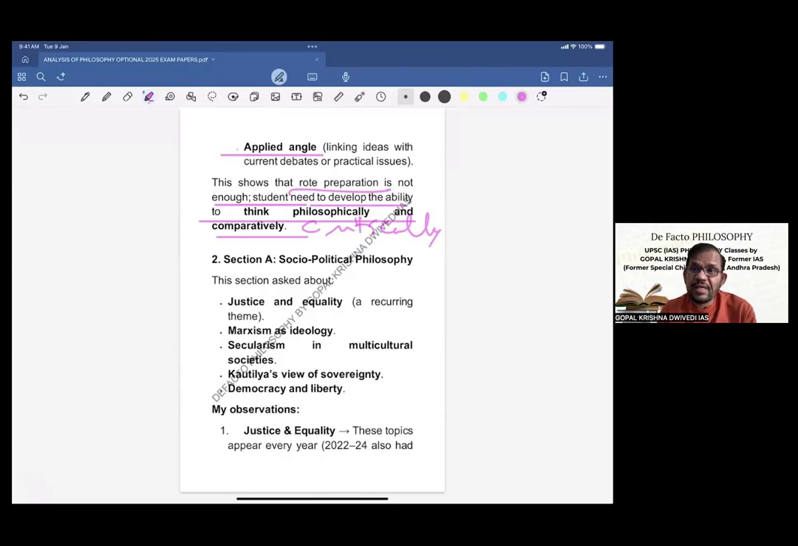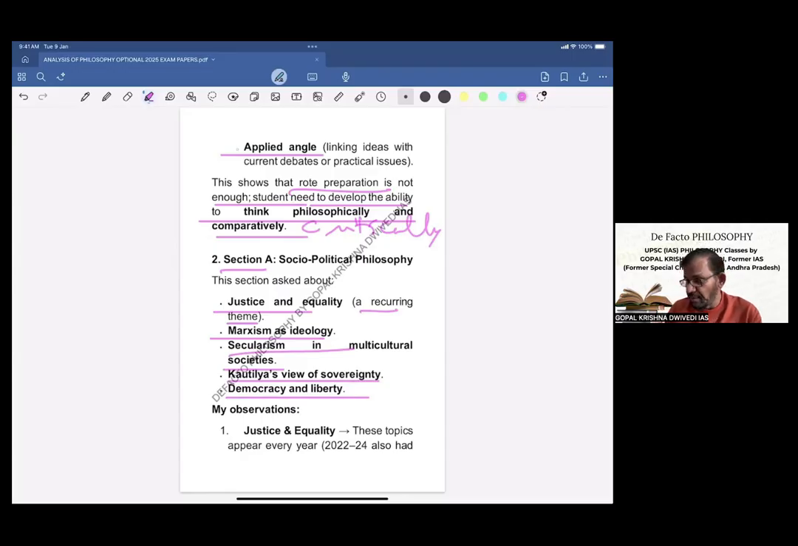So that kind of thinking is required for tackling this question paper. Now, if you go section wise, section A, socio-political philosophy. In this section, justice and equality is a recurring theme. Every year it is asked, and this year also it was there. Then Marxism as ideology was asked. Secularism in multicultural societies, Kautilya's view of sovereignty, democracy, and liberty.